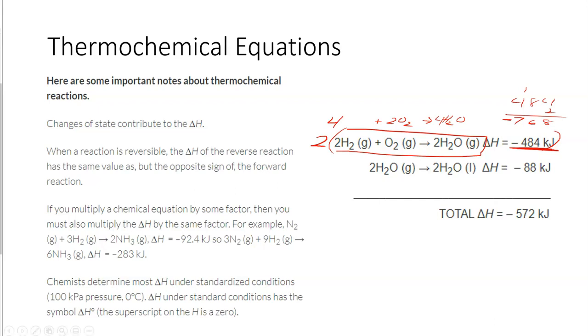And then chemists determine most delta H, change in enthalpy, under standardized conditions, which is 100 kilopascal of pressure and 0 degrees Celsius for temperature. The change in enthalpy under standard conditions has the symbol delta H with the superscript on the H as a tiny little 0 or naught sign. So if you just see that little naught sign, don't worry about it. Don't let it scare you. It just means that that condition was measured under 100 kilopascal of pressure and 0 degrees Celsius.